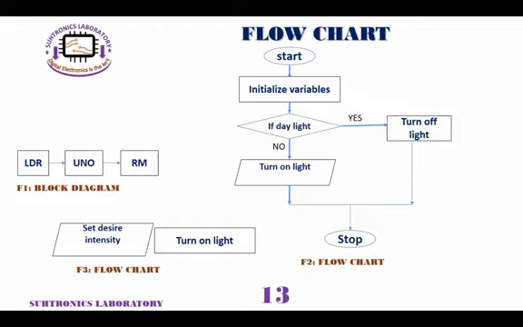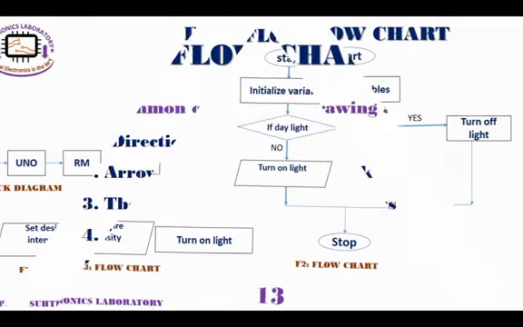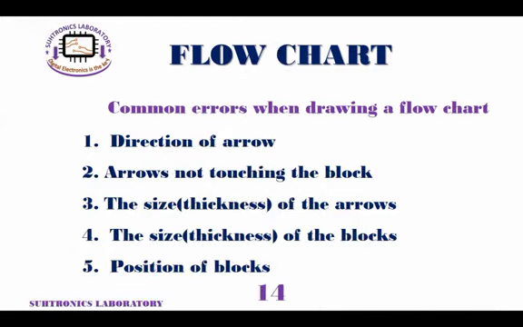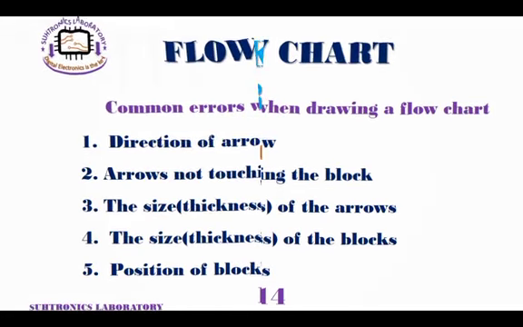Then down here we may desire to input intensity, then also have maybe turn off light as an output instead of a process. Some common errors made when drawing a flow chart are similar to the block diagram. Maybe arrows not touching, the sizes are different, the thicknesses are different, even positioning. You cannot start with an input and instead put an output, or an output in the place of an input. So all these are some of the common errors some of us may make when drawing a flow chart. This also applies to the block diagram as earlier seen.